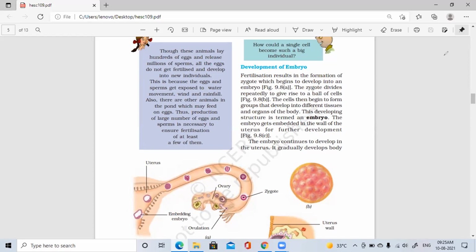We know that the zygote divides rapidly and repeatedly and forms a ball of hundreds of cells. The cells then begin to form groups that develop into different tissues and organs of the body. This developing structure is known as the embryo. Right? The embryo gets embedded in the wall of the uterus for further development, and this is called implantation.